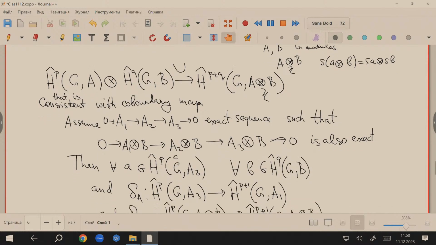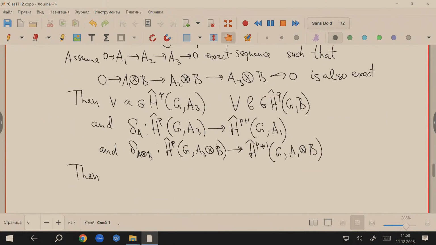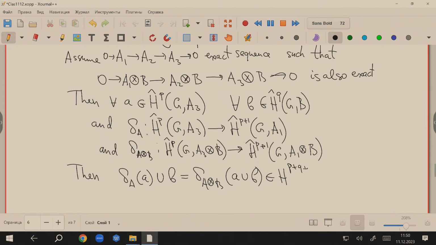And then you have delta of a cup product with B is just delta of the cup product of A and B, that belongs to H^{p+q+1}(G, A_1 tensor B).